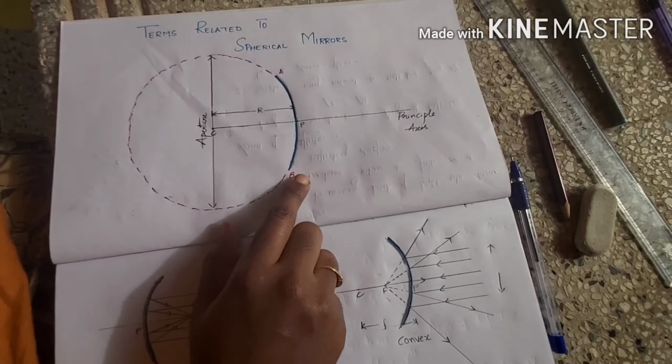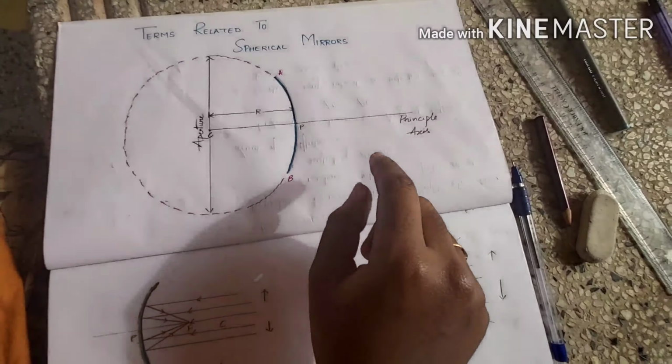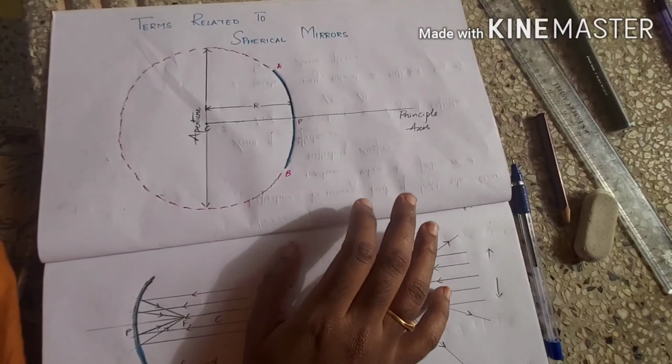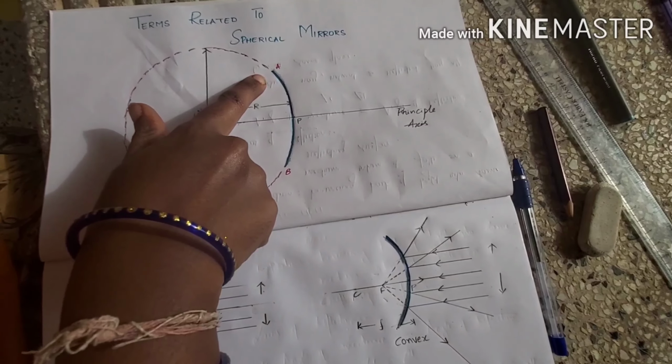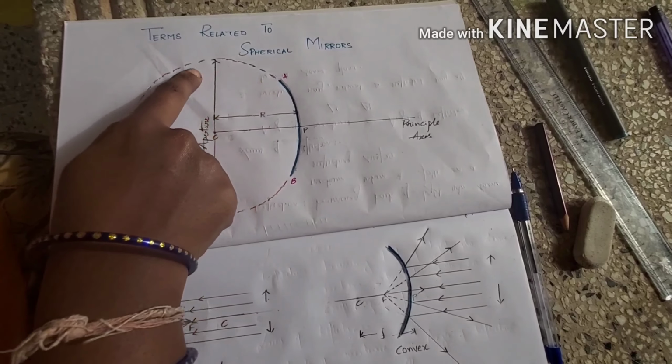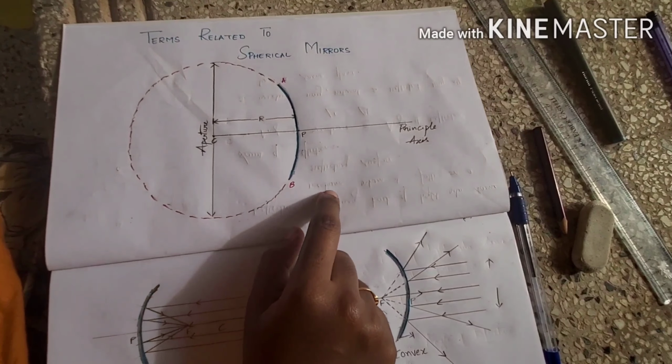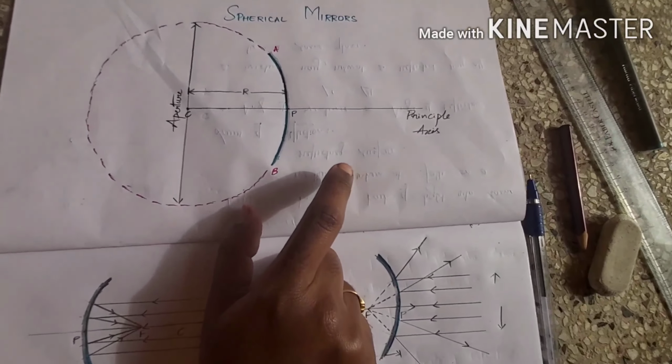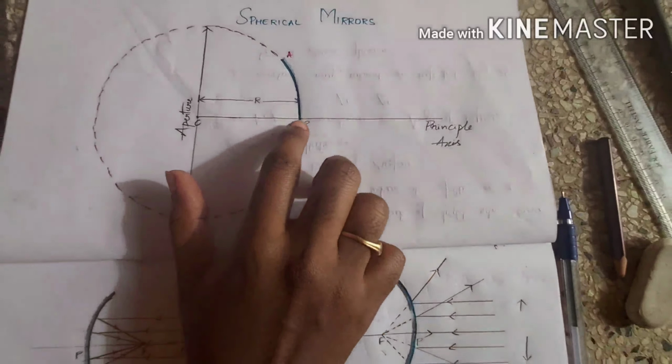Here I am taking a concave mirror. Okay. So spherical mirrors, as I've already explained, form a part of a sphere. So this is the sphere I'm taking. This is the imaginary part of the sphere that I have drawn. Now we'll see the terminology, starting with pole.